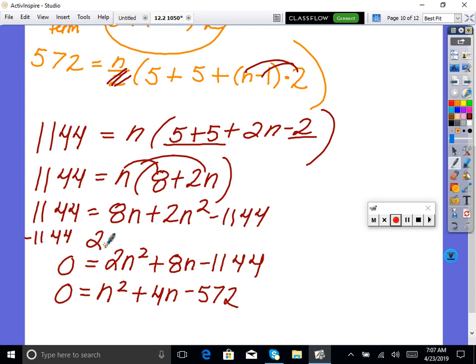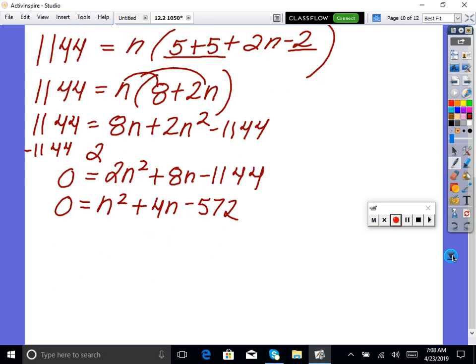So then from here, either you can factor or quadratic formula this bad boy. Since it's such big numbers, would you rather use the quadratic formula so that you don't have to try to figure out the factors? It will quick factor though. But what do you guys think? Quadratic formula or factor? Okay.